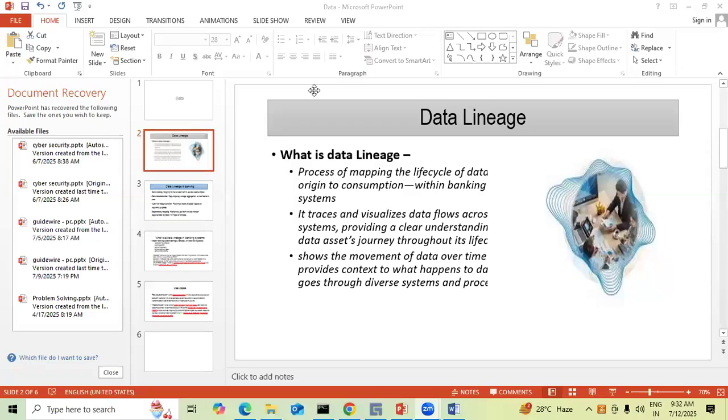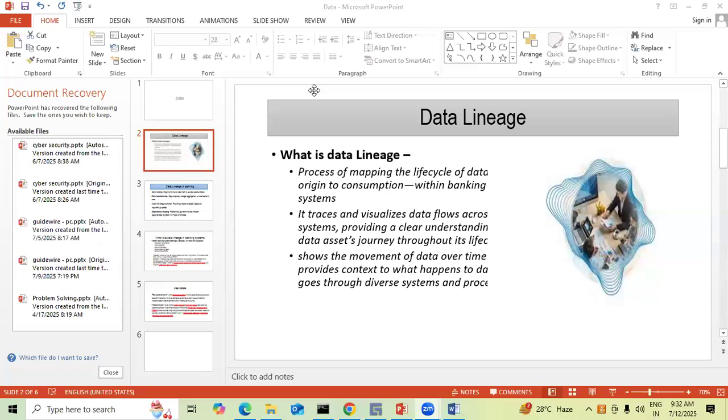Right. So, as part of our understanding of the banking domain, especially when we are managing the data and the transactions, it's always important for us to understand the technical implementation in the banking domain. This is called data lineage, because data lineage is a process of mapping the life cycle of data.